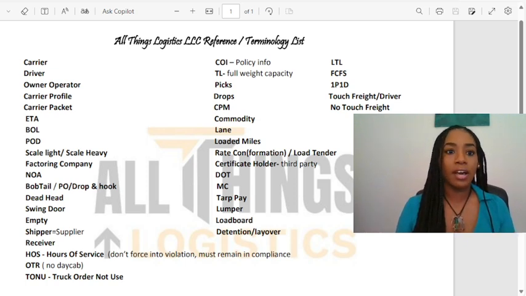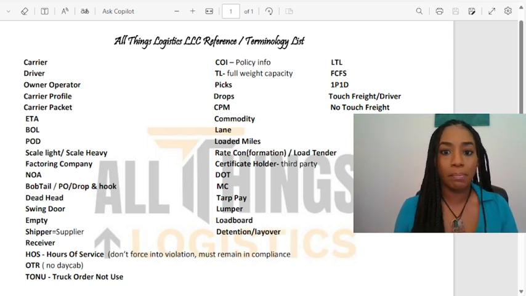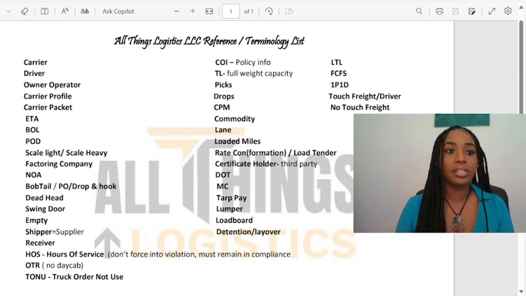As you can see, I'm sharing my screen and it is showing the terminology list. I'm just going to start from the beginning and work my way all the way down to the end, explaining what each term means. We're going to kick it off with carrier.